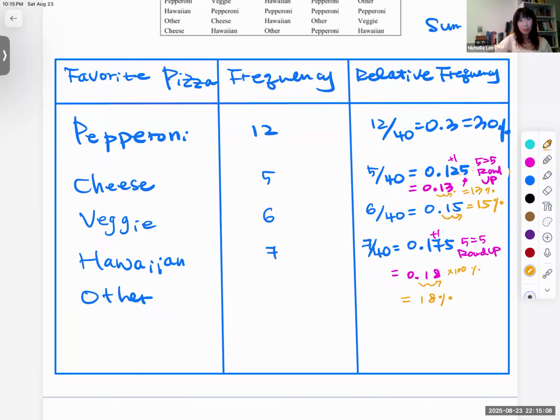Other has how many? 10. Very good. So 10 out of 40. So we get 0.25. So we get that 25%. Yeah. Okay. Now your job is, can you please add all the decimals here?